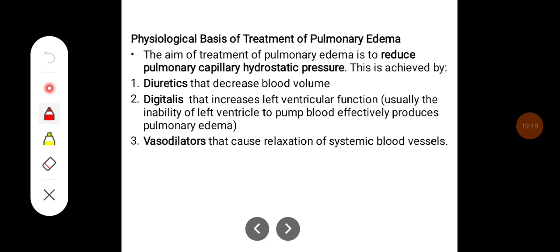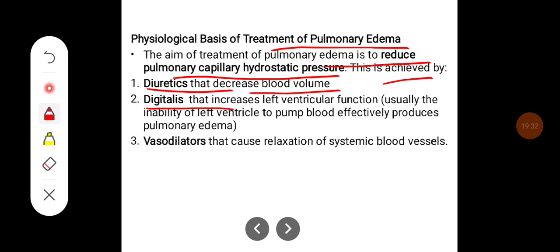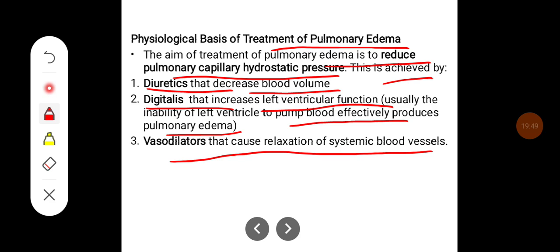Physiological basis of treatment of pulmonary edema. The aim of the treatment of pulmonary edema is to mainly reduce the pulmonary capillary hydrostatic pressure. So this is mainly achieved by the diuretics that decrease the blood volume, digitalis that increase the left ventricular function, which is nothing but usually the inability of the left ventricle to pump blood effectively produces the pulmonary edema, and vasodilators that cause relaxation of the systemic vessels.